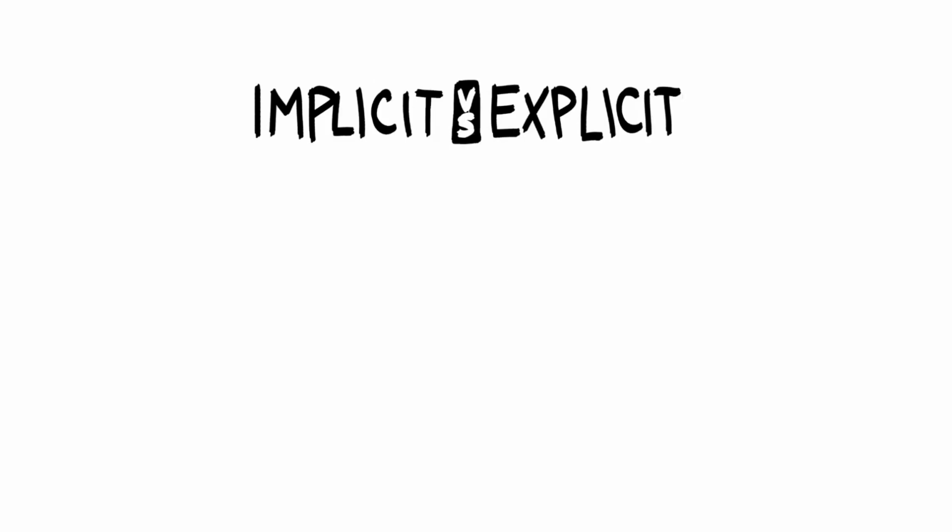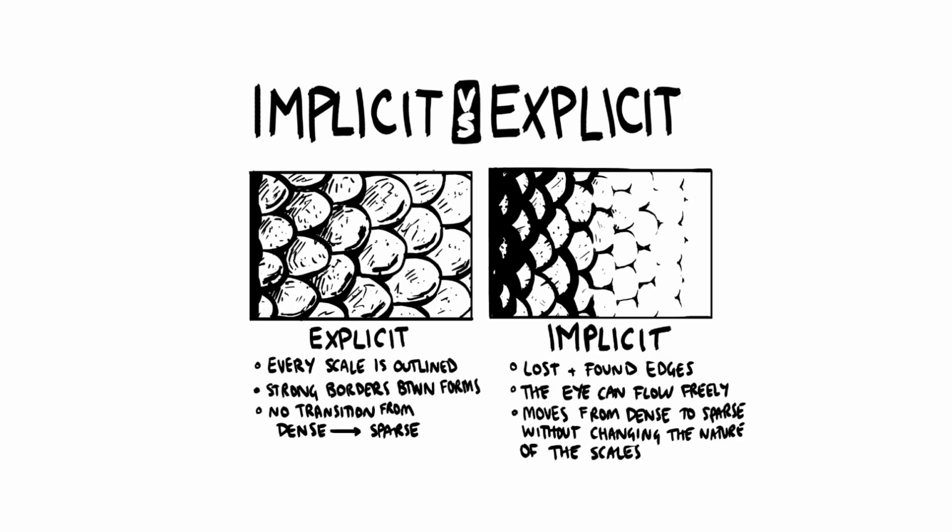Now that we've introduced the concept of cast shadows, we're going to talk about why they're so useful and important. And in order to do so, we need to talk about the difference between implicit information and explicit information in the context of drawing. So here we have two renditions of basically the same kind of scaly texture.